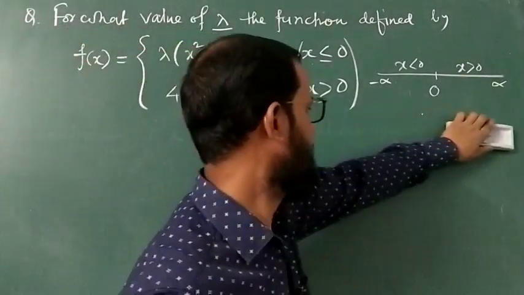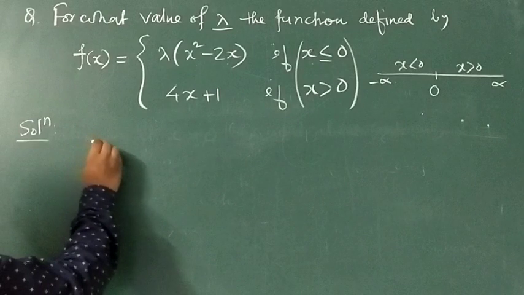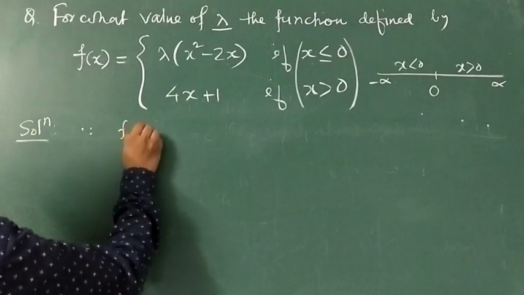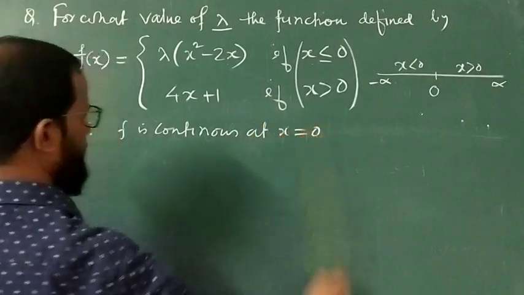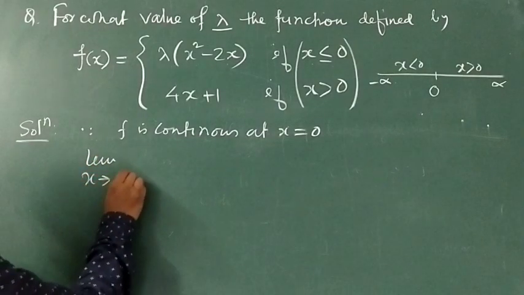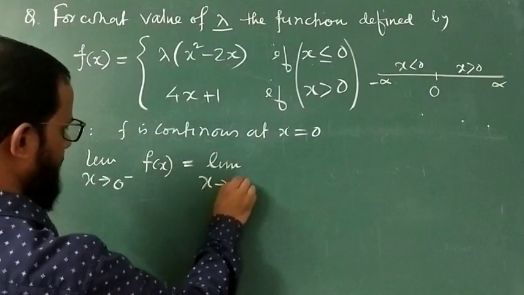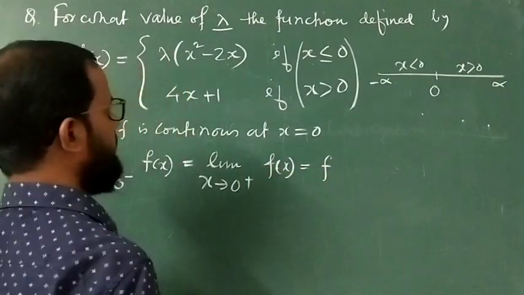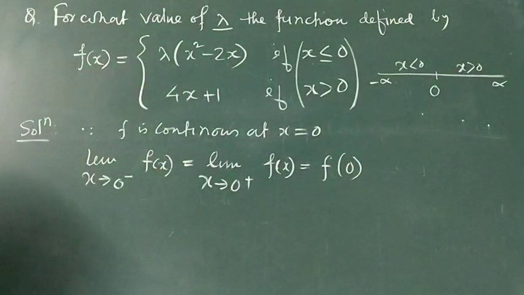First we check the continuity at x is equal to 0. Since the function f is continuous at x equal to 0, according to our definition, the left hand limit as x tends to 0 minus of f(x) equals the limit as x tends to 0 plus of f(x), which is equal to f of 0, the functional value, as per the definition of continuity of the function at a particular point.